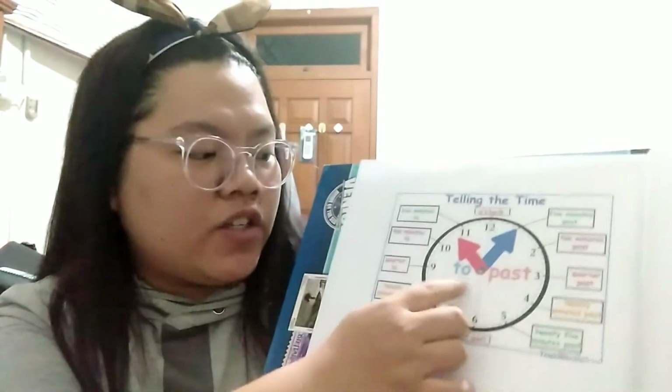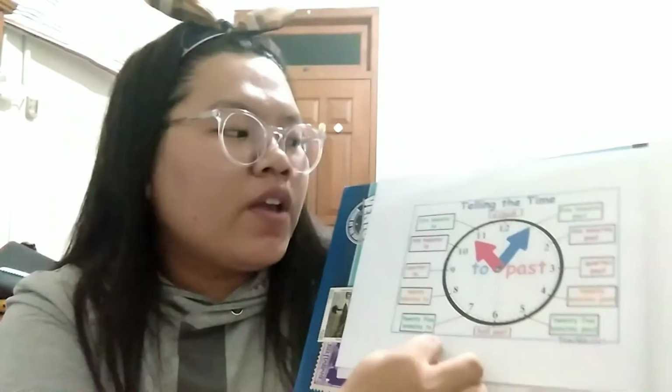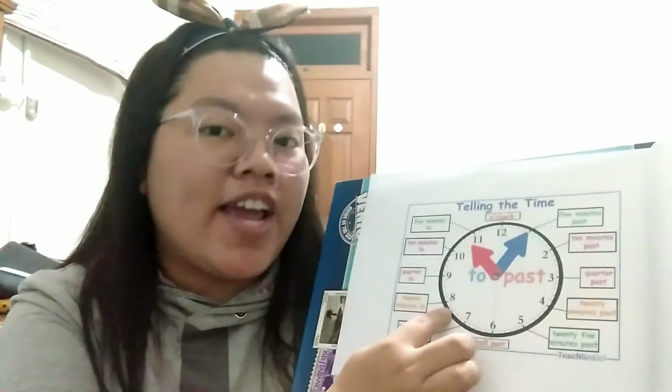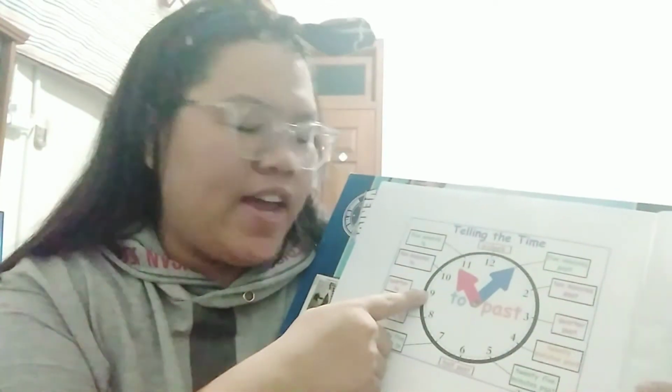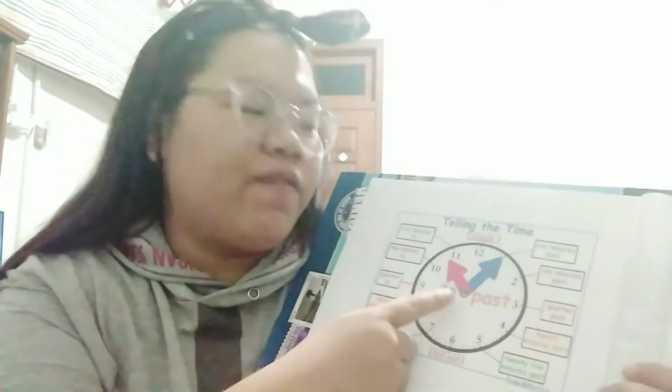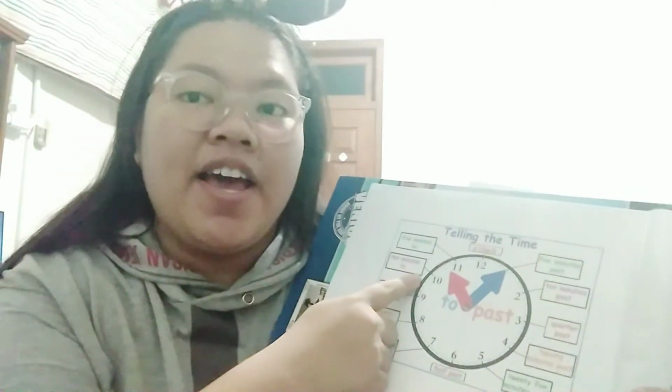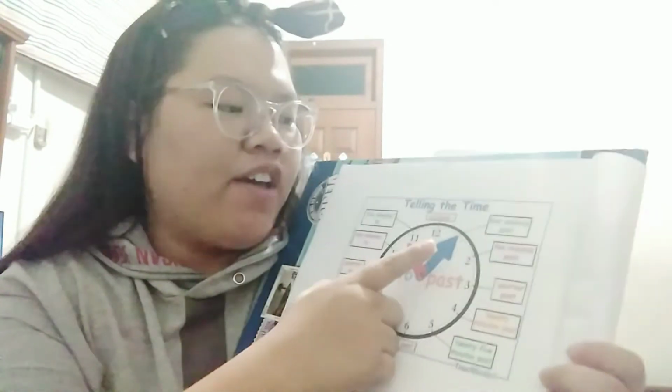When the long hand is on number 7, it means 25 minutes. When the long hand is on number 8, it means 20 minutes. If the long hand is on number 9, it means quarter. If the long hand is on number 10, it means 10 minutes. If the long hand is on number 11, it means 5 minutes.